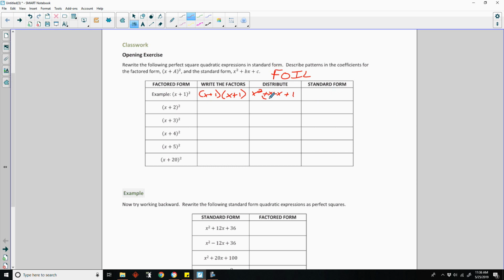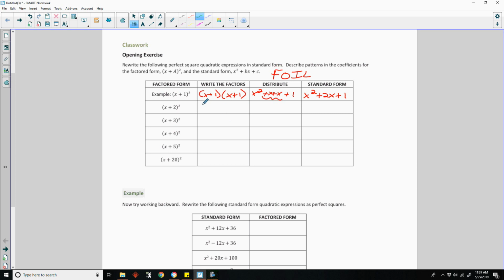And then standard form is just going to take this and combine our middle term, and we're going to end up with x squared plus 2x plus 1. And that is the standard form with factors of x plus 1 squared. Okay, so see if you can do the rest of them. So pause the video, see if you get it, and then unpause the video and check your solutions after.